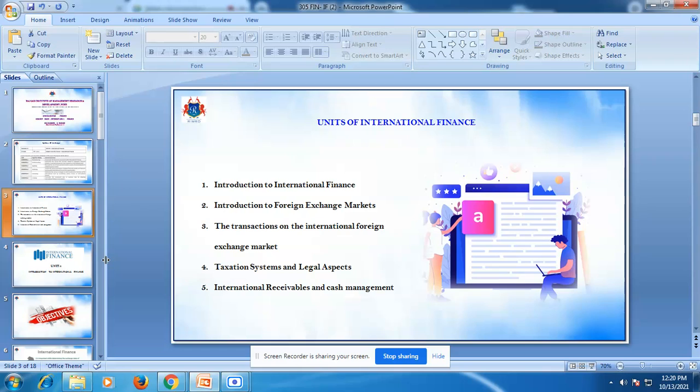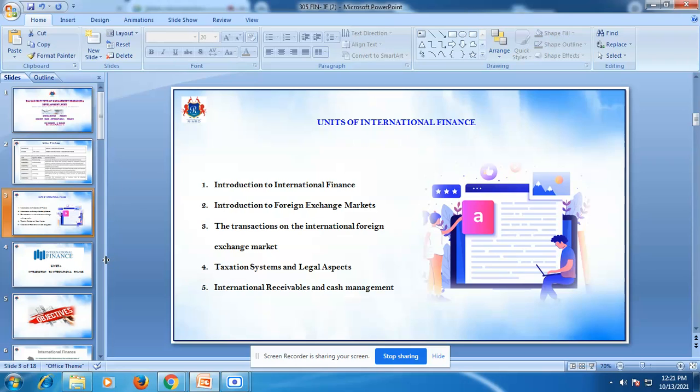Then unit second. The unit second name is Introduction to Foreign Exchange Market. In this unit, we will learn the overview of the foreign exchange market, theories of interest rate parity, purchasing power parity, and Fisher's parity. Foreign exchange rates through various approaches, then the concept or types of currency, including convertibility, its nature, then types and the remaining exchange rate, including demand and supply of foreign currency.